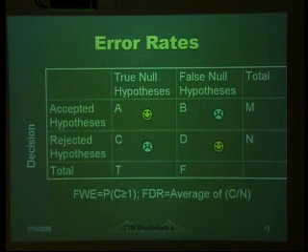The false discovery rate is kind of like an expected value or an average of the ratio of C over N. C is the true null hypotheses that are rejected, and N is the total number of rejected hypotheses. So as long as the fraction of your rejected hypotheses that are true is small, then you're controlling your false discovery rate pretty well.